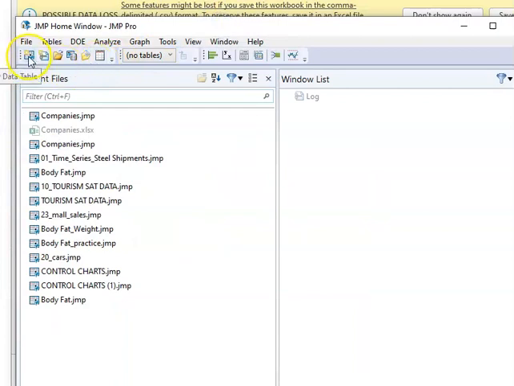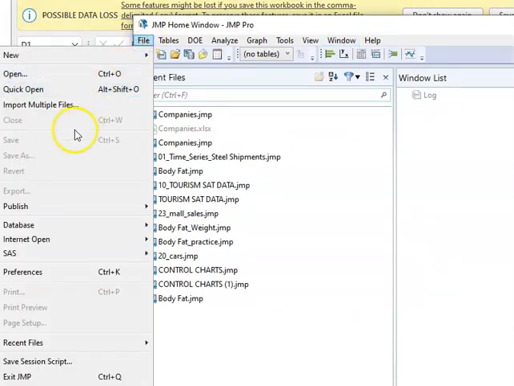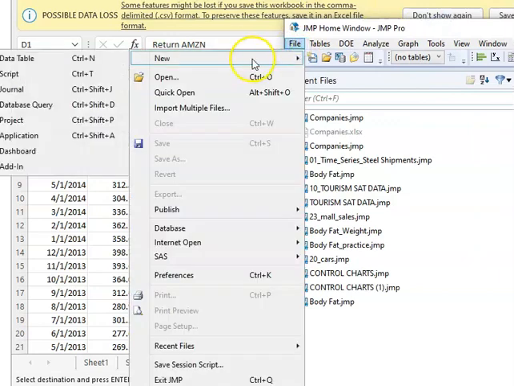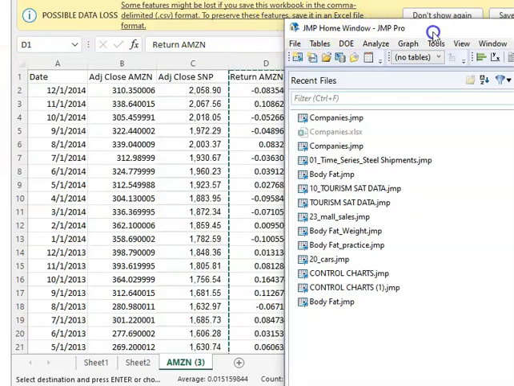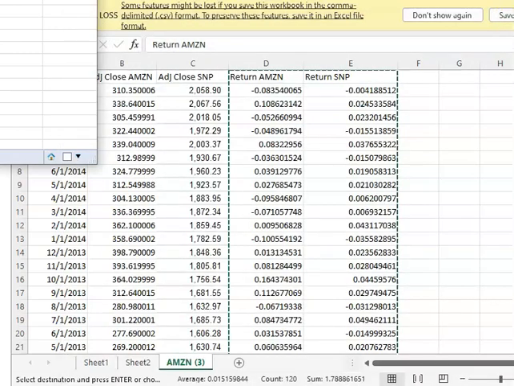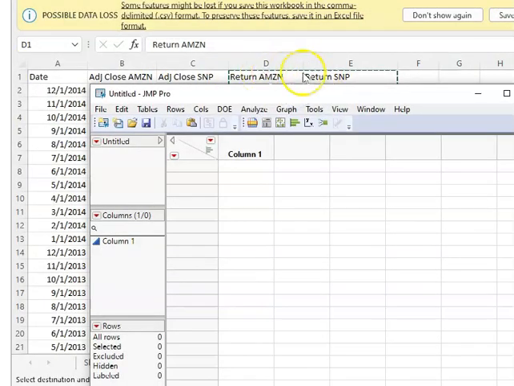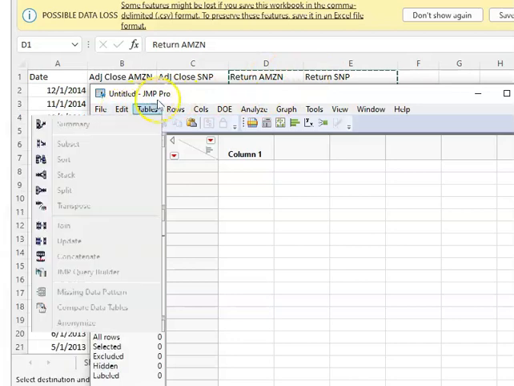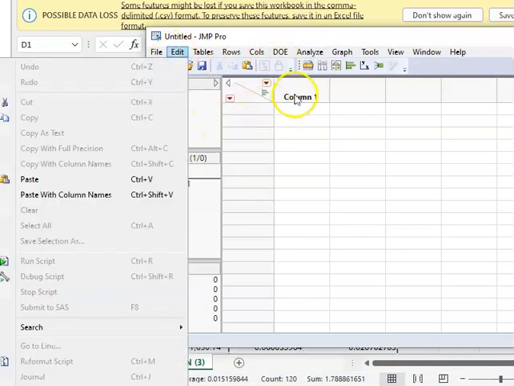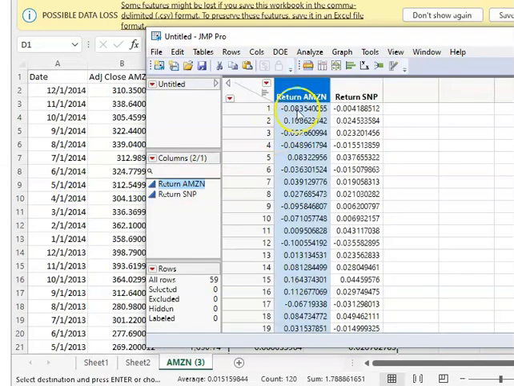And new data table, or go to file, and on file click on new, and then data table. Or it's much easier to do it here, right there. That's your new data table. And we already copied the two return values. We want to paste them, but don't just paste with column names. This way the labels will go up here and data will go down here. So paste with column names, and that's my data.